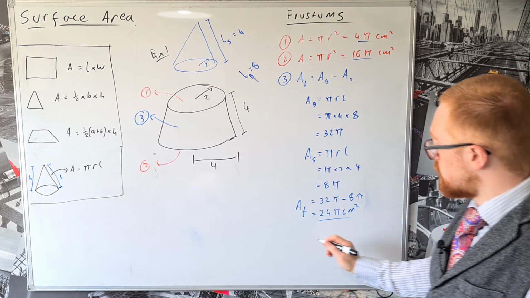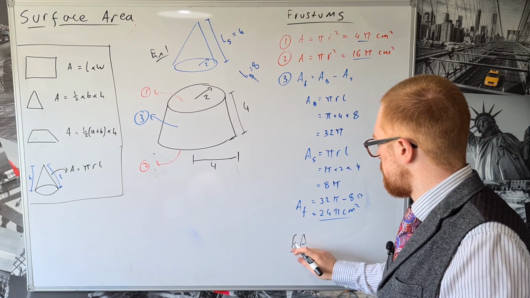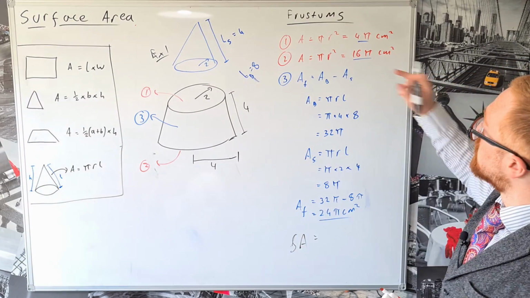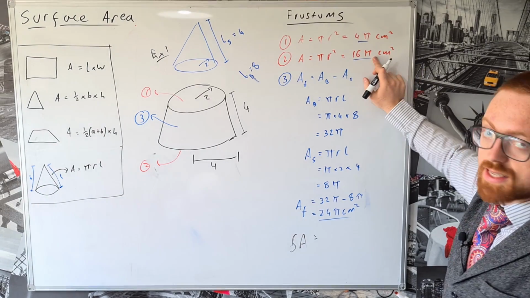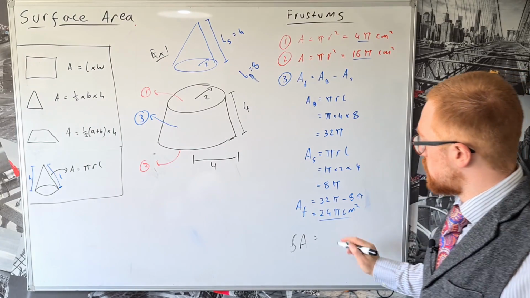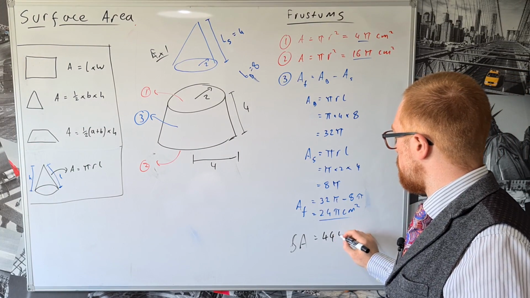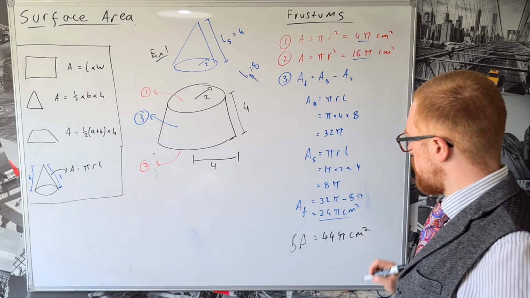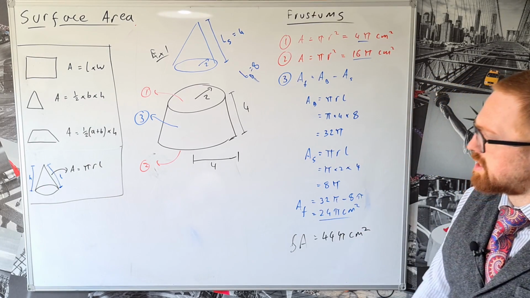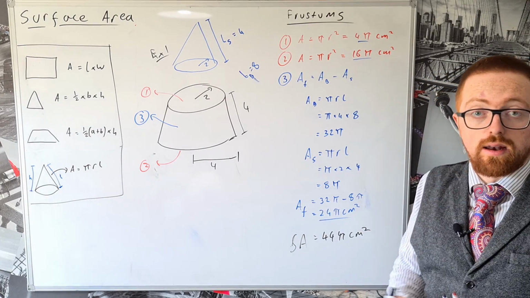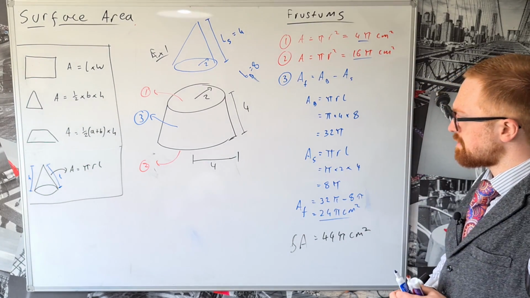So we've got the 3 areas that we're after. So now to find the total surface area, we add those 3 numbers together. So 4 pi plus 16 pi is 20 pi, plus the 24 pi is 44 pi centimetres squared, which again we could type into a calculator and get to a degree of accuracy. Cool.